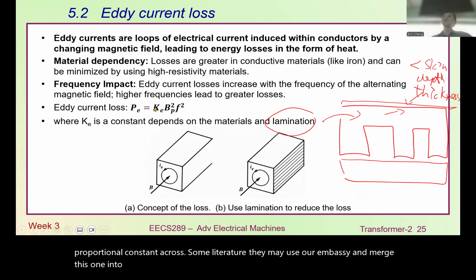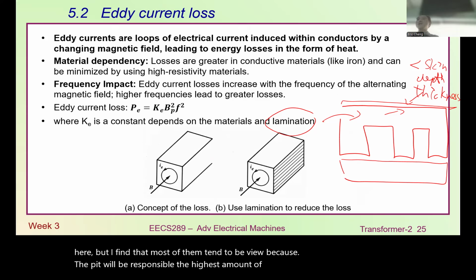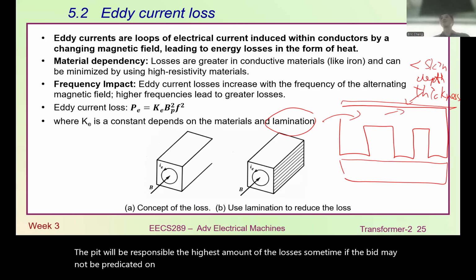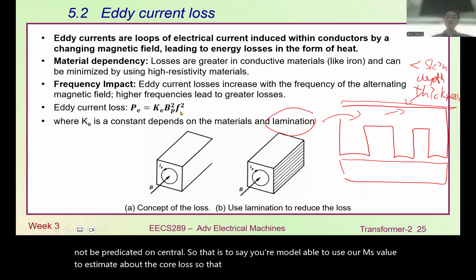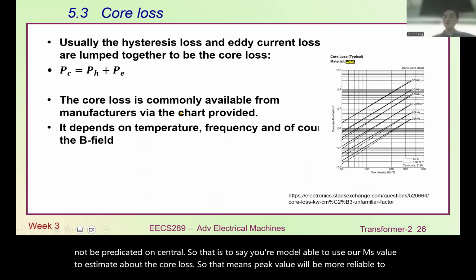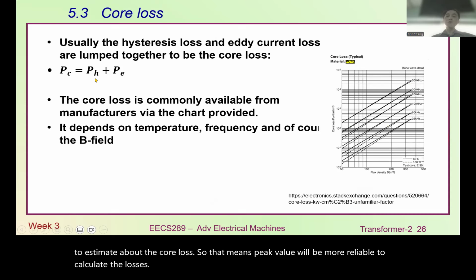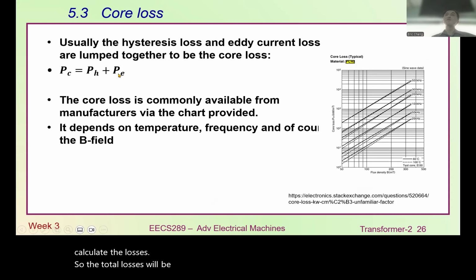But I found that most of them tend to use the peak B field, because the peak will be responsible for the highest amount of the losses. Sometimes the B may not be purely sinusoidal, so you're not able to use the RMS value to estimate the core loss. That means the peak value will be more reliable to calculate the losses. So the total losses will be the hysteresis plus eddy current loss.